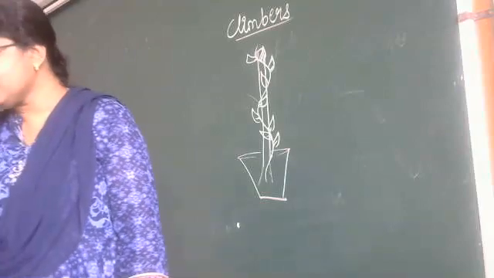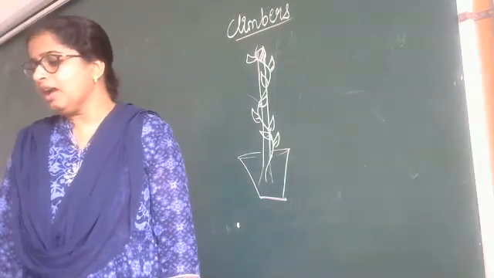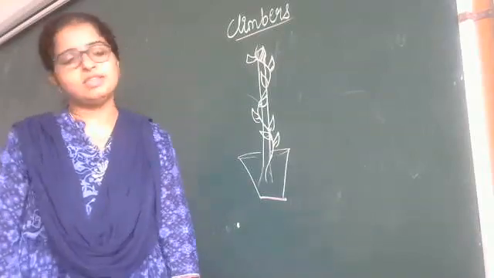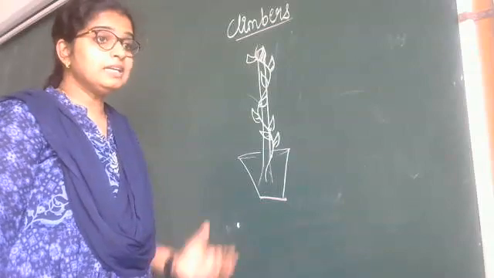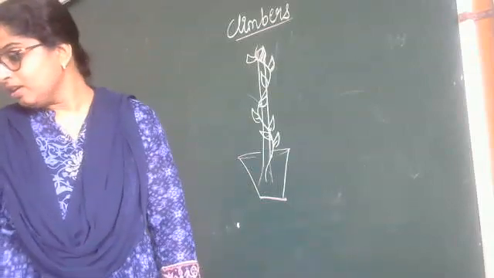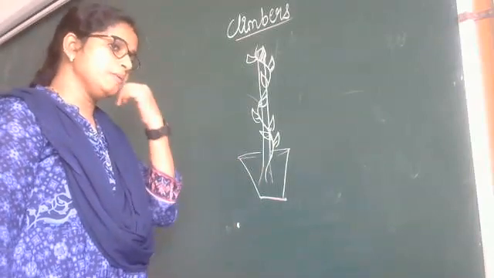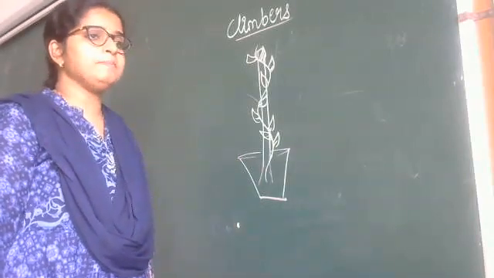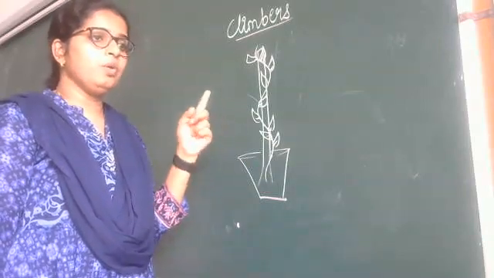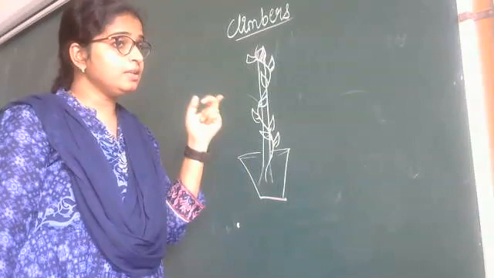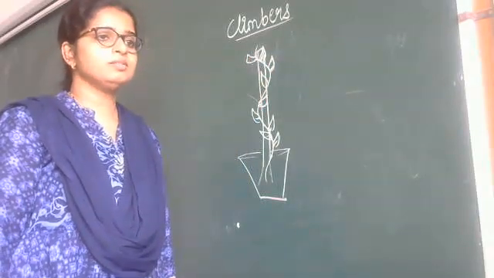Walls or sticks, such plants are called climbers. Money plant, green pea plant, and bean plant are examples of climbers. All those plants are called climbers because they cannot grow upright on their own. They need the support of other plants, sticks, or walls. Understood?